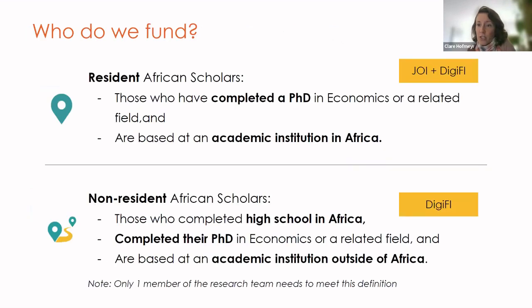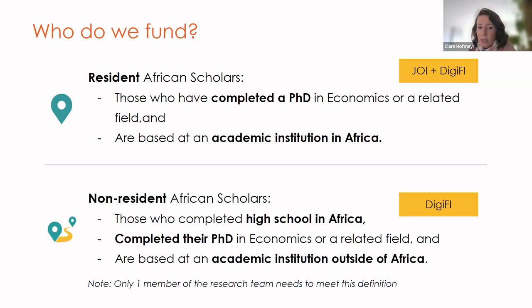So before I go into those, let's just talk about who's eligible. We've defined 2 groups of African scholars. We refer to them as resident African scholars and non-resident African scholars. So resident African scholars are individuals who hold a PhD in economics or a related field and are based at an academic institution in Africa. Non-resident African scholars also hold a PhD in economics or a related field. They completed high school on the continent, but they're based at an academic institution outside of Africa. And I just want to note here, academic institution means university and does not include bodies like think tanks.